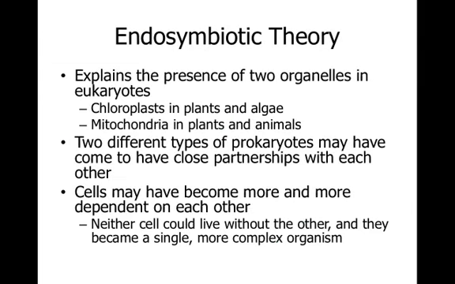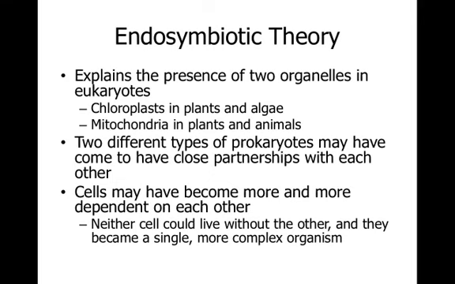So I mentioned earlier this idea of the endosymbiotic theory, or endosymbiosis theory. This explains the presence of two organelles in eukaryotes. So when we're talking about the eukaryotic cells, something we noticed that was different between them is the chloroplasts. We see those in plant cells, not in animal cells. But also, the chloroplasts are in plants and algae, and that may be due to this endosymbiotic theory. It also explains the presence of the mitochondria that's in both plant and animal cells.